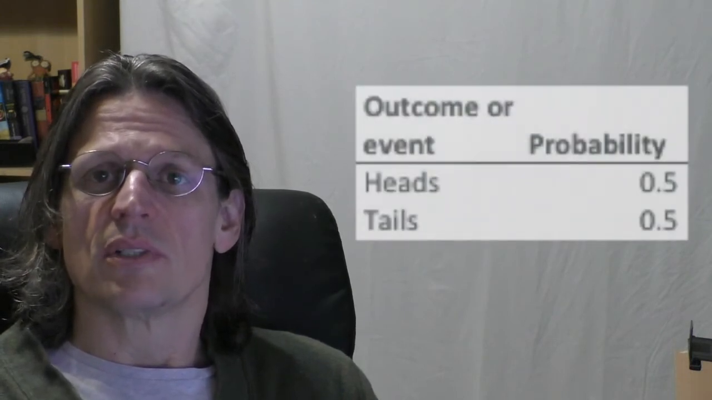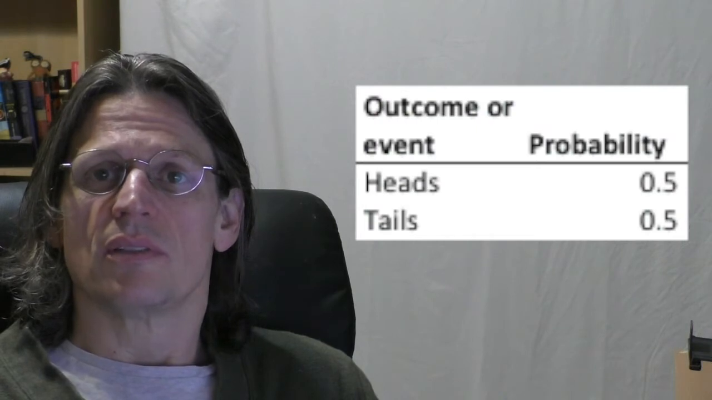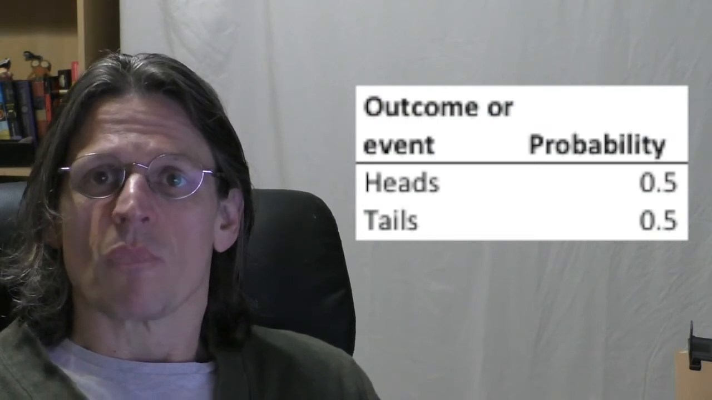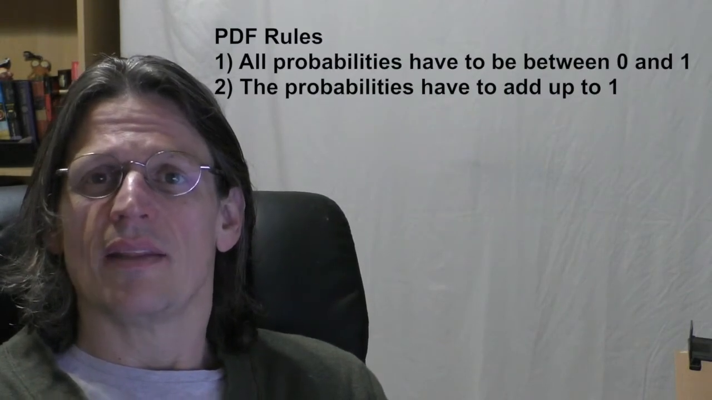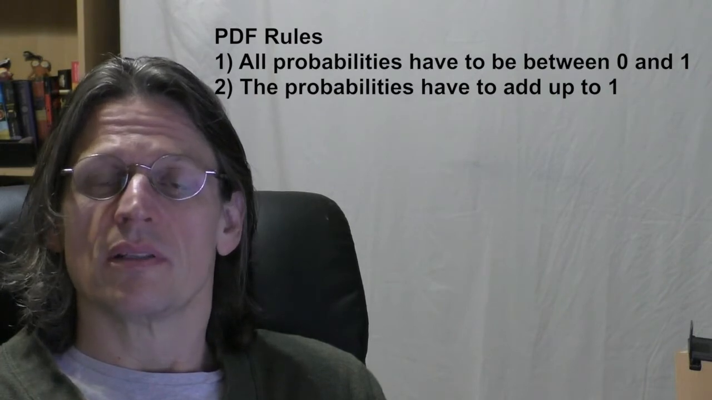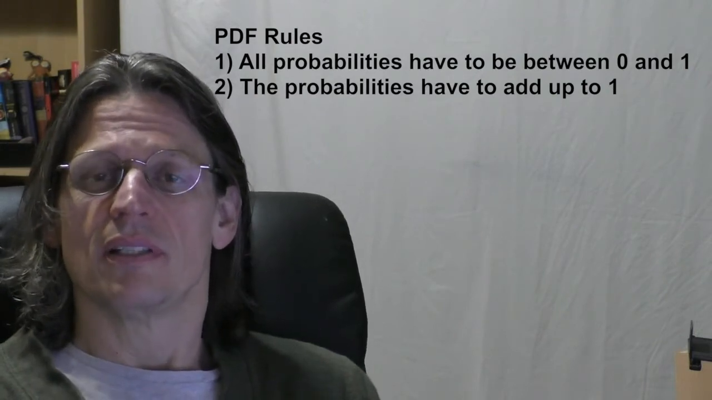So if you're going to flip a coin, there's two possible outcomes. The first one is heads, and the probability of heads is 50%. The second one is tails, and the probability of tails is 50%. So the probability distribution is just 50%, 50%. Probability distributions have to follow a couple of rules. All the probabilities have to be between 0 and 1, and they all have to add up to 100%. So the probability of every event, or any event, is 100%.